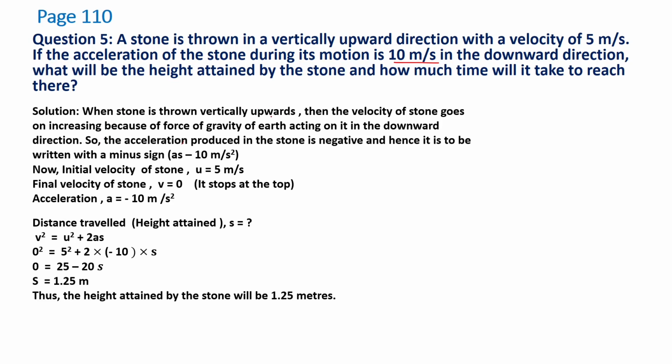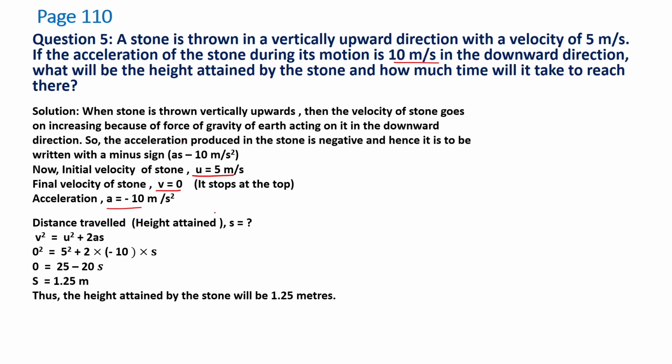When a stone is thrown vertically upwards, the velocity of the stone goes on decreasing because of the force of gravity of the earth acting on it in the downward direction. So the acceleration produced in the stone is negative and hence it is to be written with a minus, that is minus 10 meter per second squared. The initial velocity is given, u is 5 meter per second. Final velocity will be 0. The acceleration is opposite to the motion, so it will be minus 10 meter per second squared.